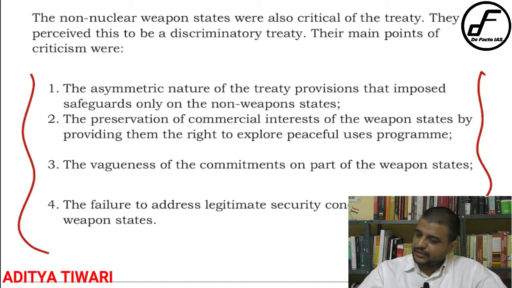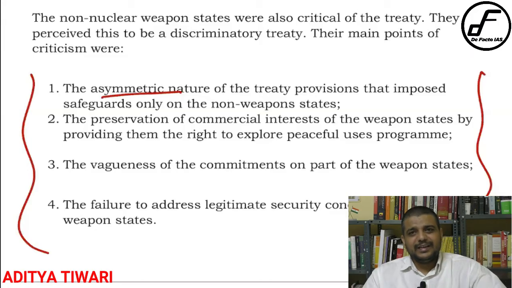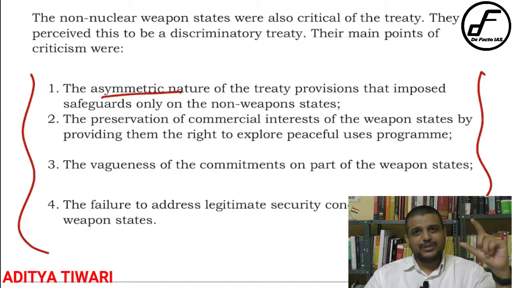First, asymmetric nature of treaty. Now these 4 points, if there is any question about NPT, just write them down. This is the exact answer to the question: what are the major provisions of NPT and discuss its lacunae? Exact answer is this. Those are the point-wise major provisions, these are the point-wise lacunae.